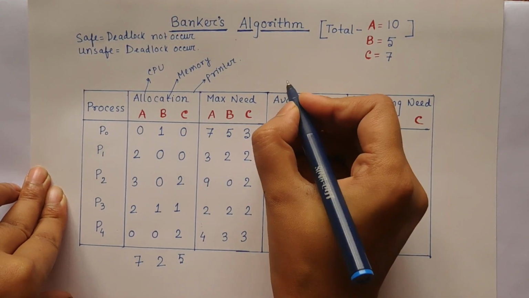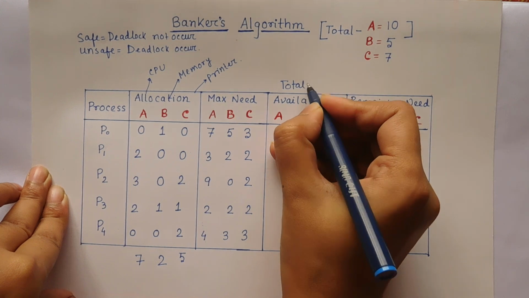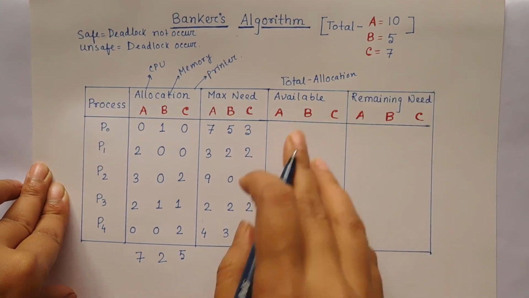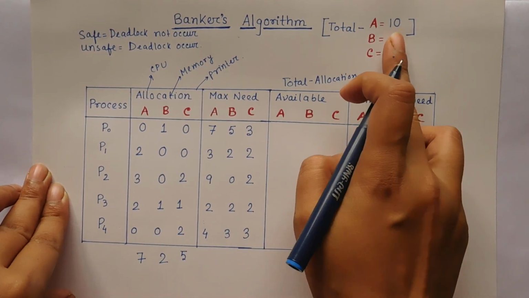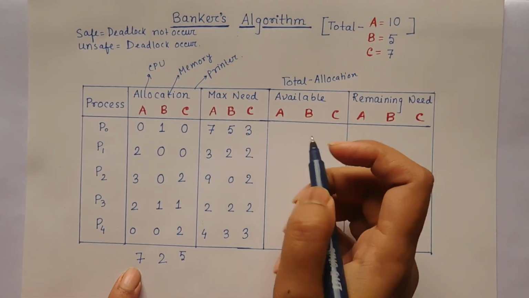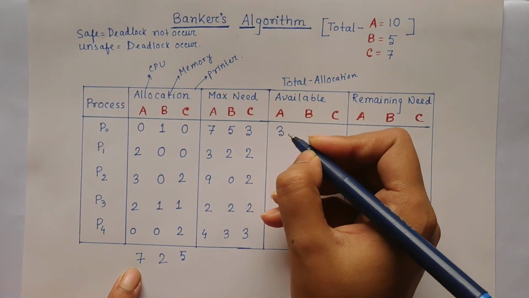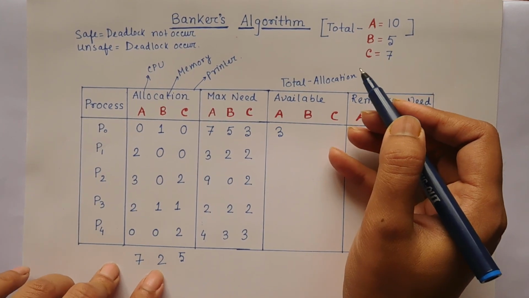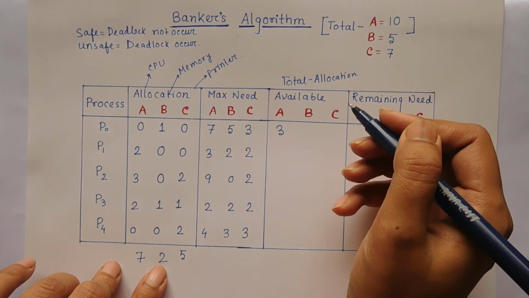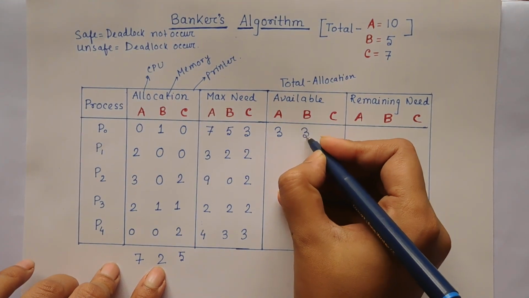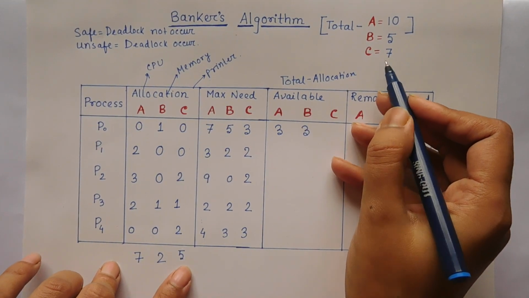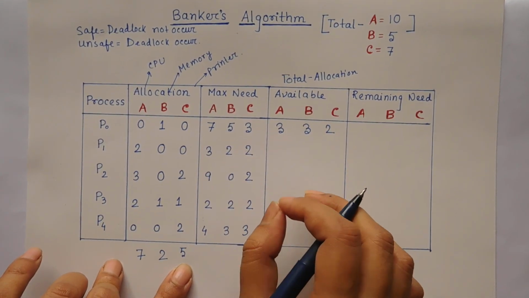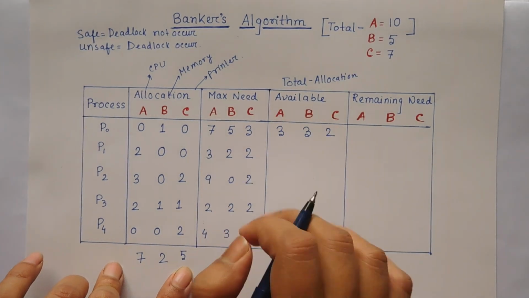Now this is already allocated and this is the total number of instances of the resource. So what is available? Total minus allocation. If we find that, we can easily get the available resources. So 10 minus 7 for the resource A, that is 3, is available. For the resource B, 5 is total and 2 is already allocated to the processes, so 3 is available. And for C, 7 minus 5, that is 2. So this is the available instances of the resources.